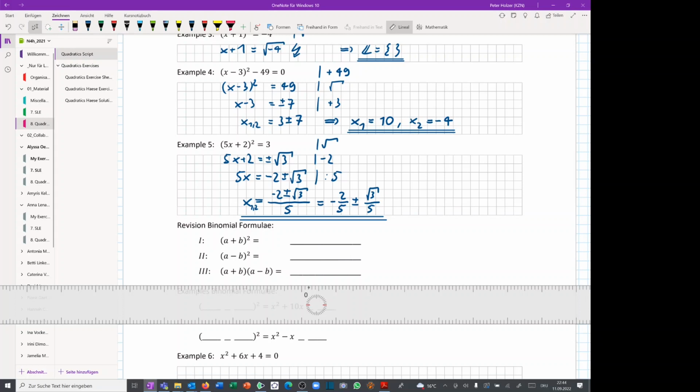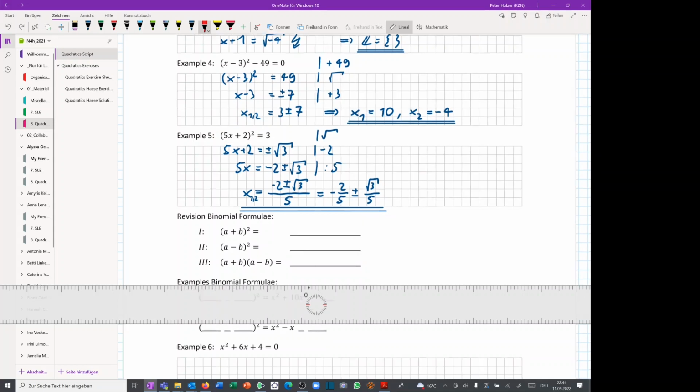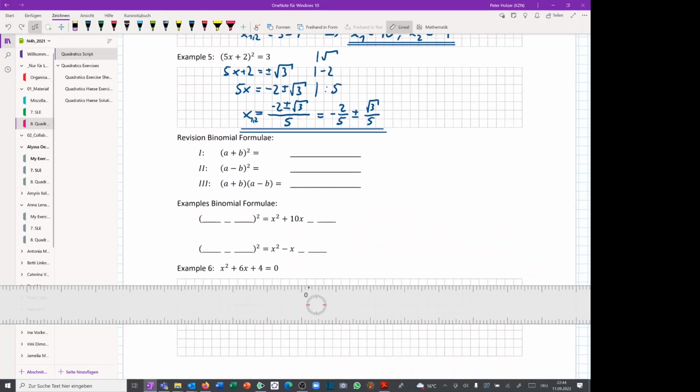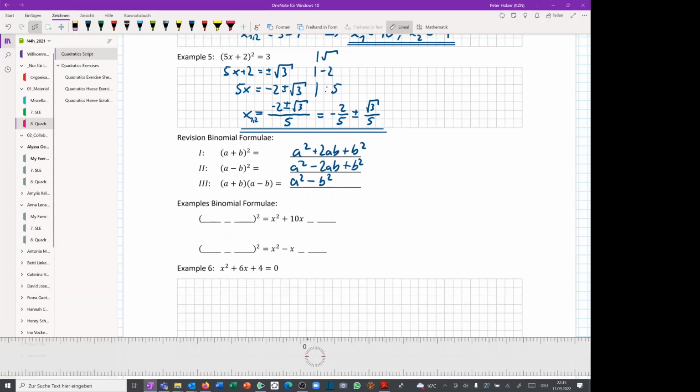The 5x plus 2 squared up here is a binomial formula, and we will need those binomial formulae, so that's why we're going to quickly repeat them. So what are the three binomial formulae? The first one is a plus b squared equals something, then a minus b squared, and a plus b times a minus b. Complete the right-hand sides, and you can check. Stop the film, and here comes the solution.